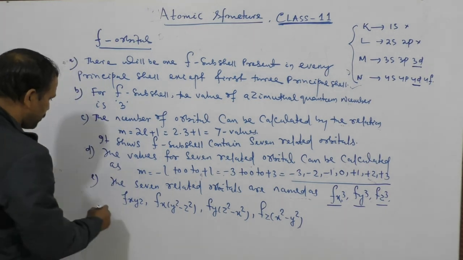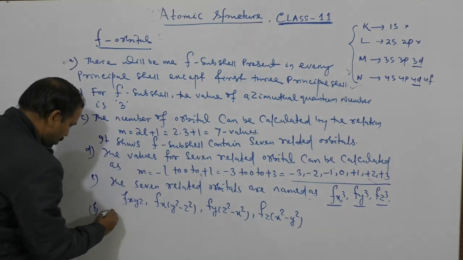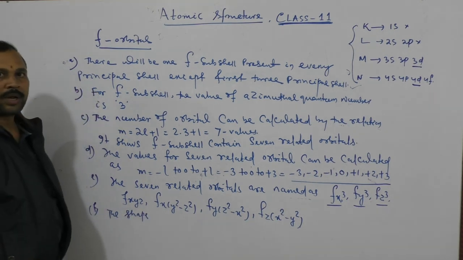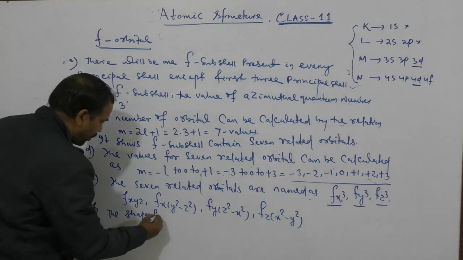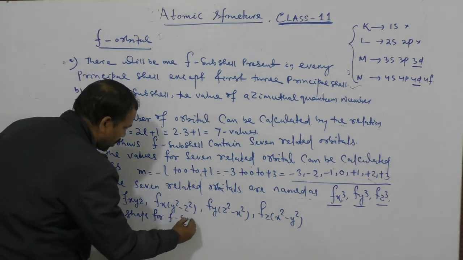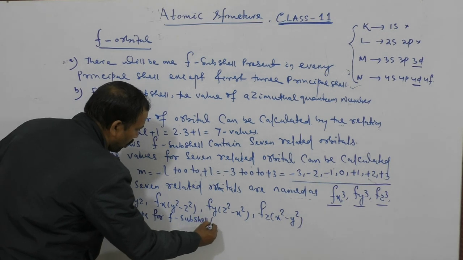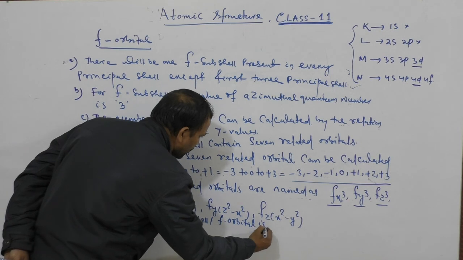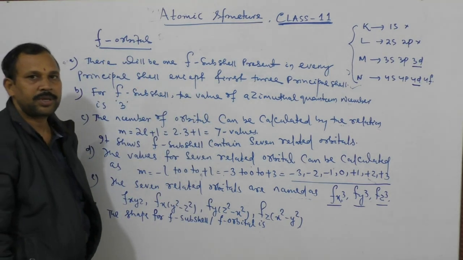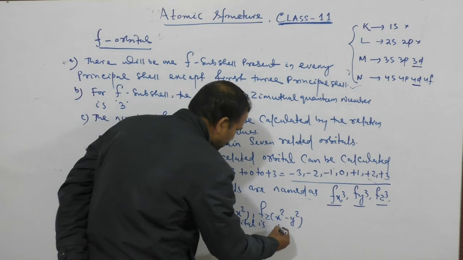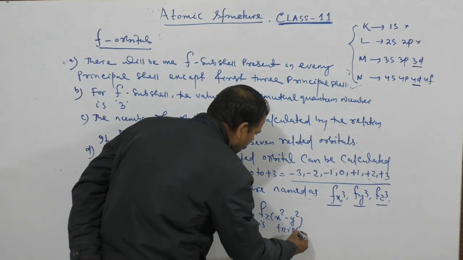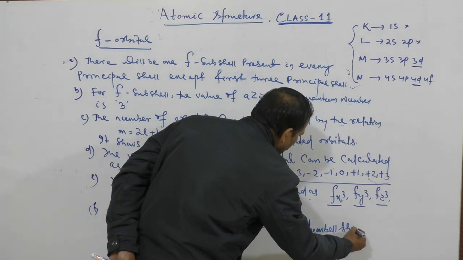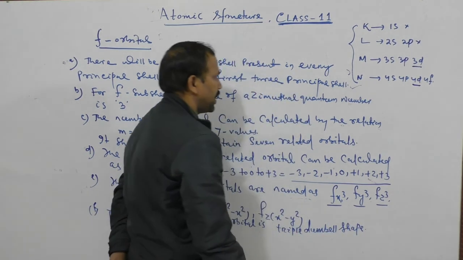Now the shape for f orbital or f subcell is triple dumbbell shape, but the representation is complicated.